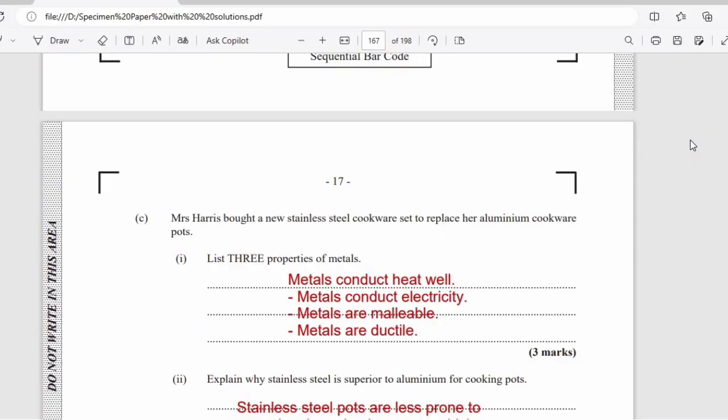Now the next part says Mrs. Harris bought a new stainless steel cookware set to replace her aluminum cookware pots. List 3 properties of metals. Now metals conduct heat well. Metals conduct electricity. Metals are malleable and metals are ductile. Malleable just means you can shape them, and ductile means we can draw them into wires, right?